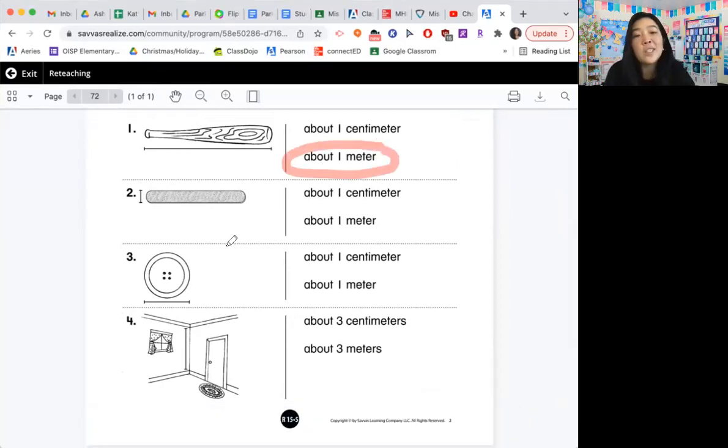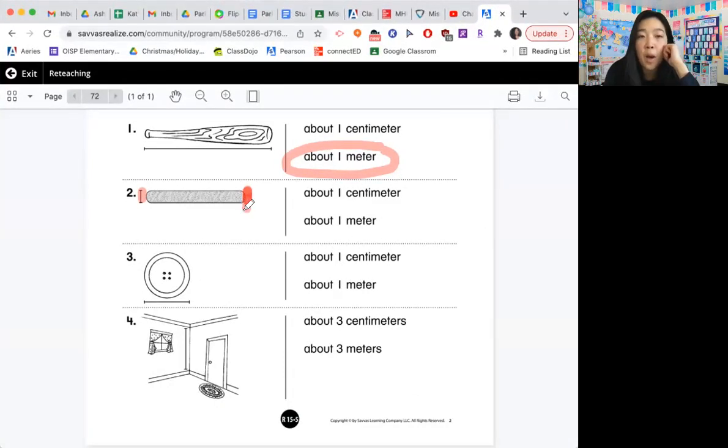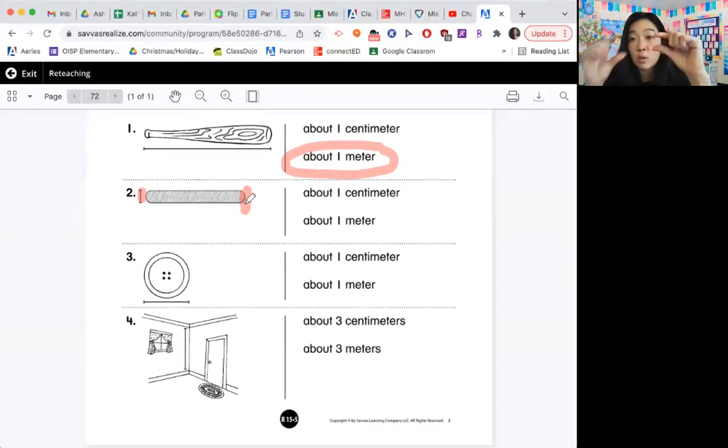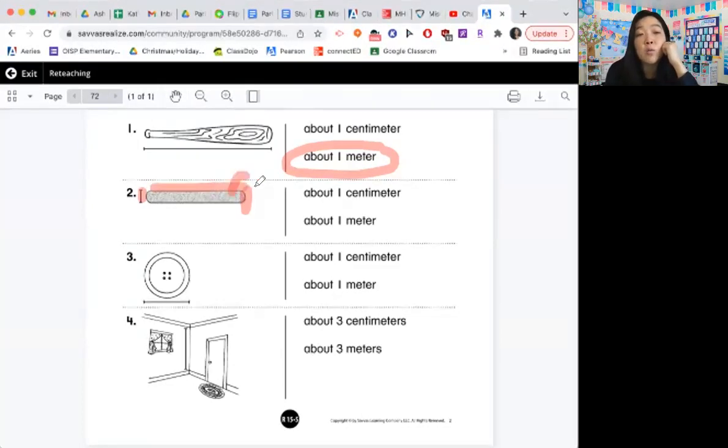Okay, this is the width. So just this area. Not the length, but the width of this popsicle stick. Would you say the width is 1 centimeter or 1 meter? Not the length, the width. 1 centimeter. Good. Number 3, here is a button.